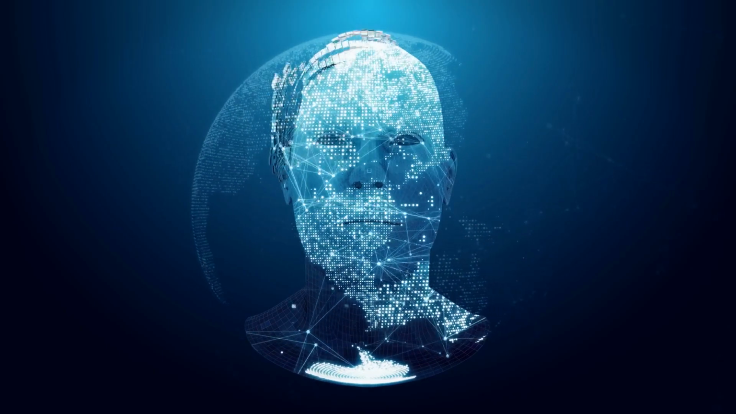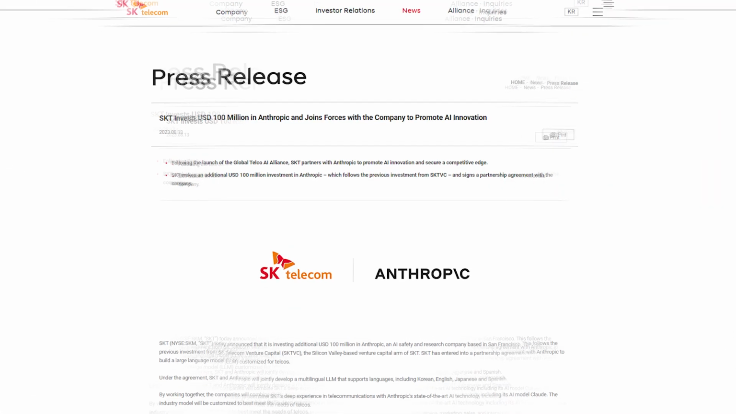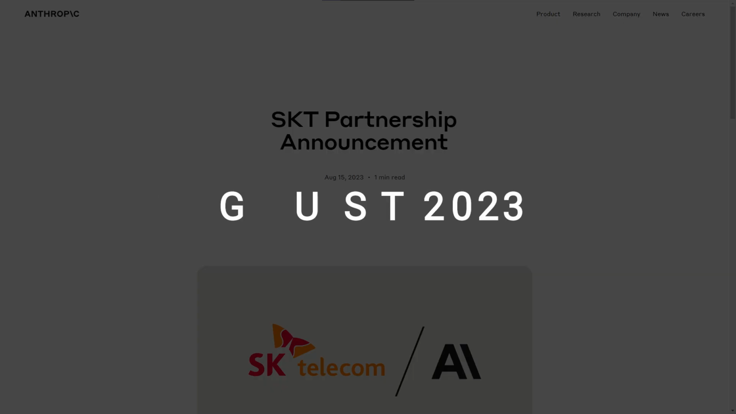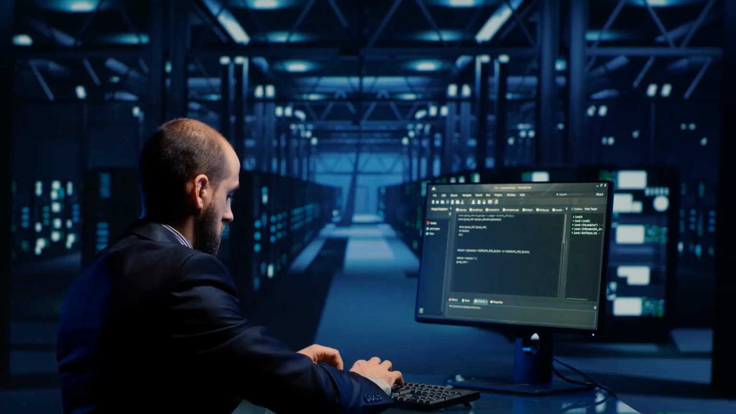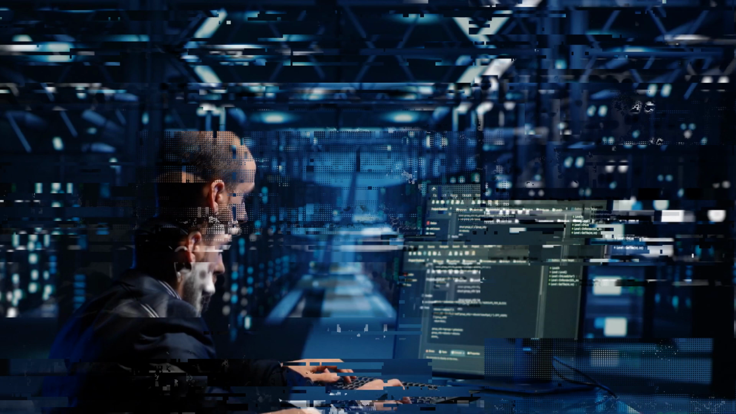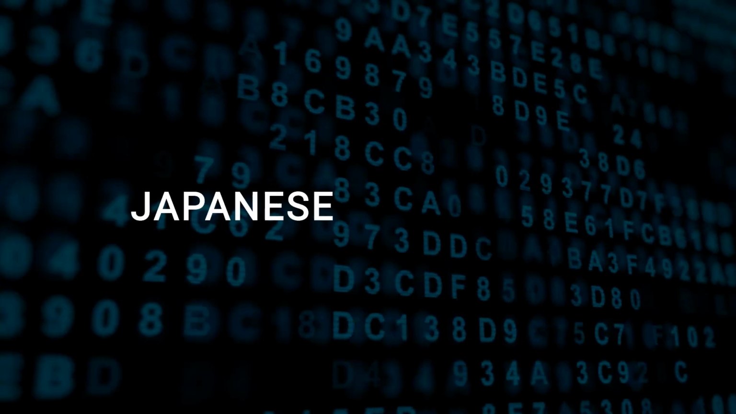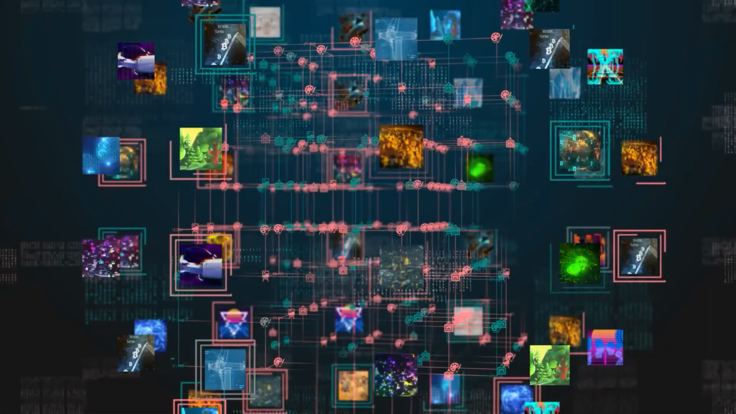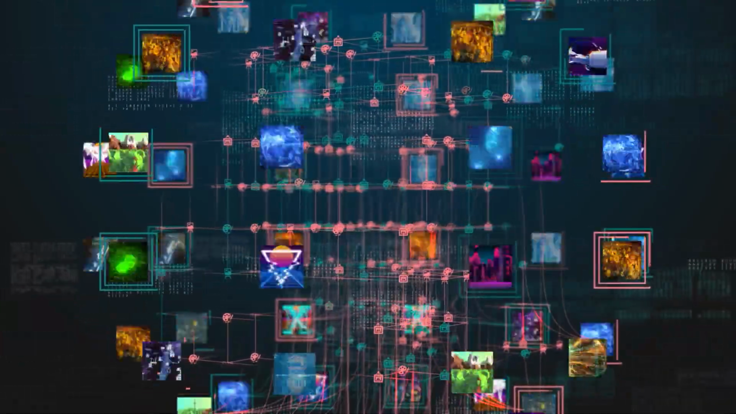Anthropic has also had some quite impressive collaborations recently. There's this collaboration with SK Telecom. In August 2023, Anthropic announced a collaboration with SK Telecom to develop a multilingual LLM for the telco AI platform. The LLM will be available in Korean, English, German, Japanese, Arabic, and Spanish, and will be used to create customized AI services for global telecom service providers.